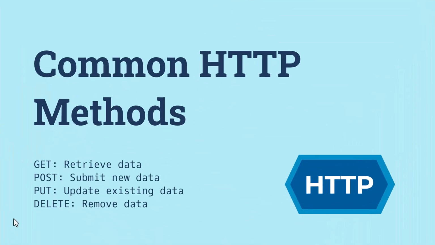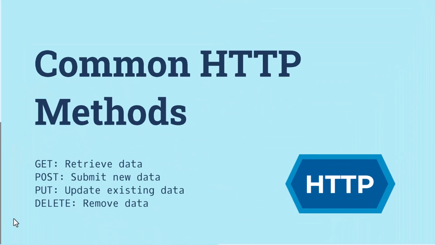The primary HTTP methods used in RESTful APIs are GET to retrieve data, POST to submit new data, PUT to update existing data, and DELETE to remove data.